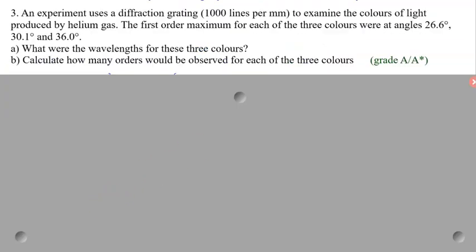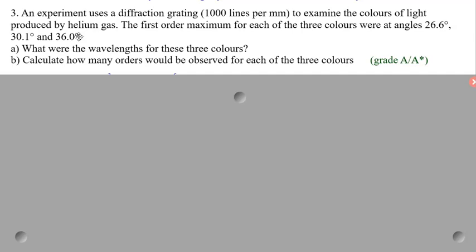Okay, question 3. So this is a fairly standard question, certainly part A. So we're told the diffraction grating is 1,000 lines per millimeter. Sounds about right. We're looking at helium gas, so this is spectroscopy. This is used to analyze different types of elements. For example, if you're looking at light from a distant star, but in this case it's just helium. And we're told the first order maximum, so this is n is equal to 1. So it's the first dot on either the left or the right hand side.